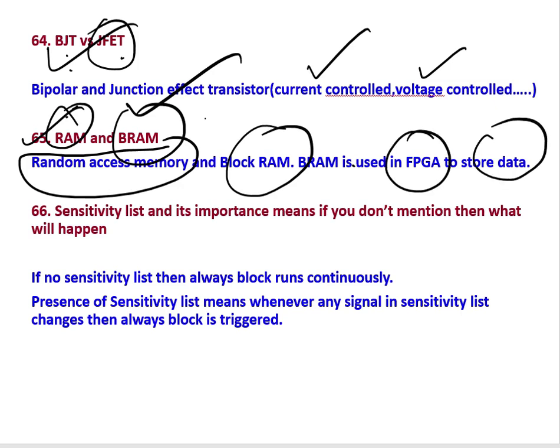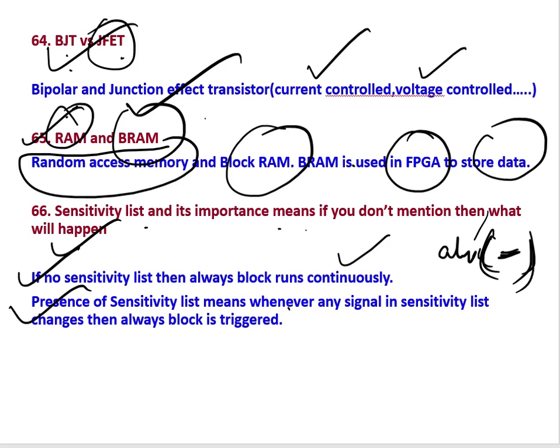Sensitivity list and its importance: if you do not mention it, what will happen? For example, in an always block, if you do not mention any signal inside the parentheses, then the always block runs continuously for an infinite time period. With a sensitivity list, whenever any signal in the sensitivity list changes, the always block is triggered, and whatever is written in the always block is activated.